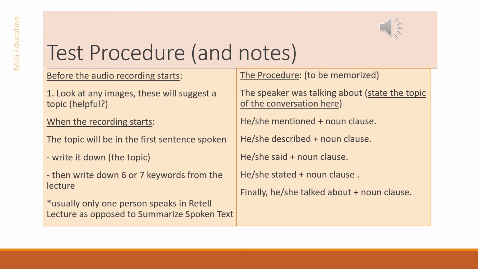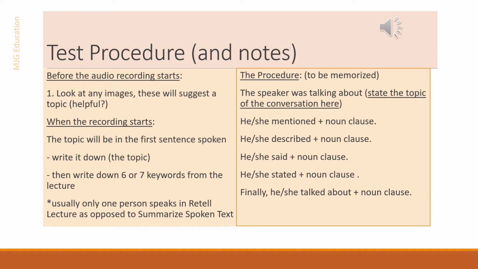Now, before the audio recording starts, you get an image on the page. So you can look at the image, and sometimes this will suggest what the topic will be. When the recording starts, the topic will always be in the first sentence that the speaker says. So you have to listen. Right off the start, you have to be very critical. Listen to what the person says in the first sentence, because like a paragraph, this is going to be like a topic sentence for what they're talking about. So that topic will be right there. Okay, and this is important for your procedure that we're going to talk about in a moment.